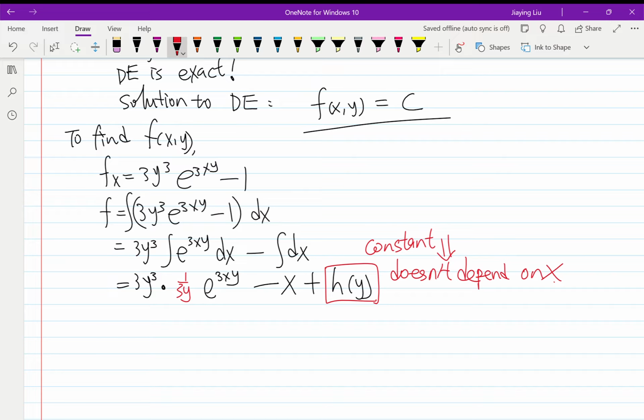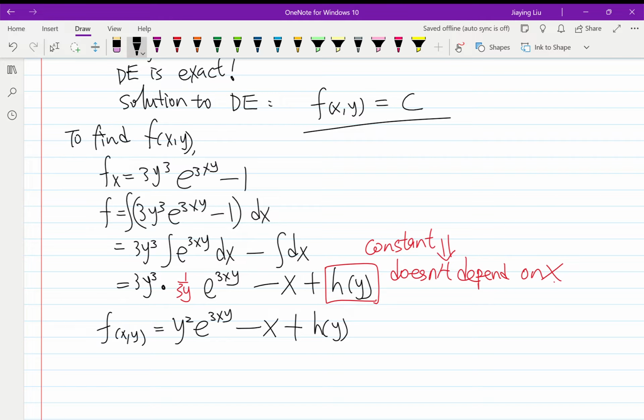All right, let me just rewrite it, just organize my work. So the function f of x, y is going to equal, cancel the 3, cancel the y, y squared e to the 3xy minus x plus this function we don't know yet. Well, pretty close, right? We found 2 terms, we have 1 term that we don't know.